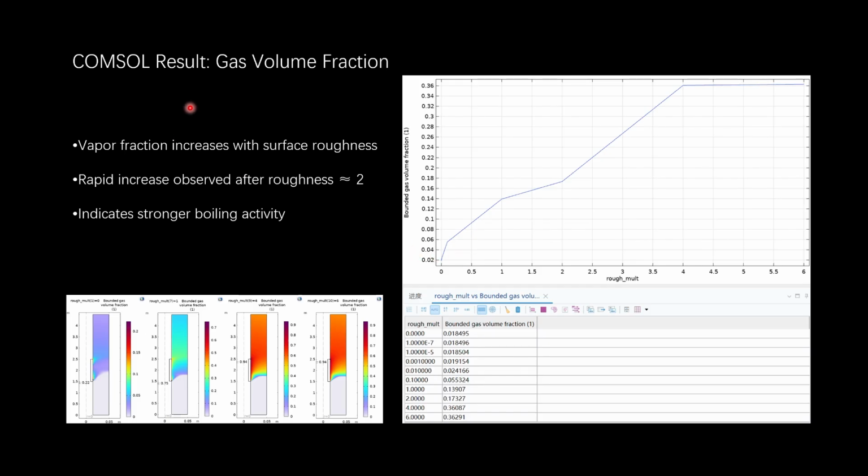Let's move to the simulation results. The first is gas volume fraction. As the roughness increases, the gas volume fraction keeps increasing. This indicates stronger boiling activity, and a sharp increase is obvious after the roughness reaches around 2. We can see this range.